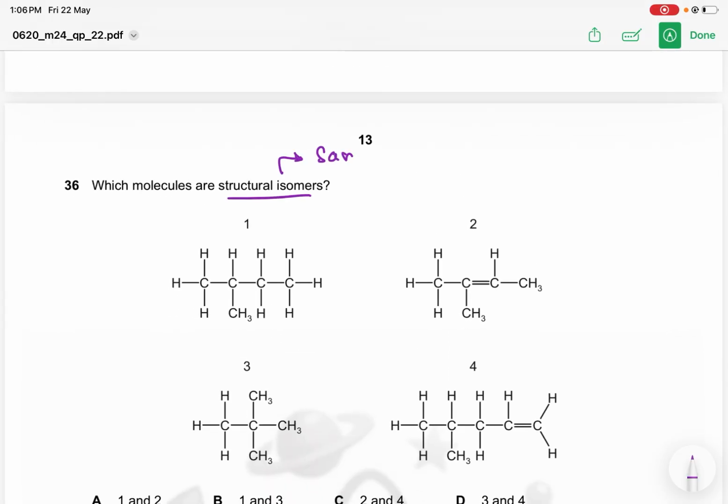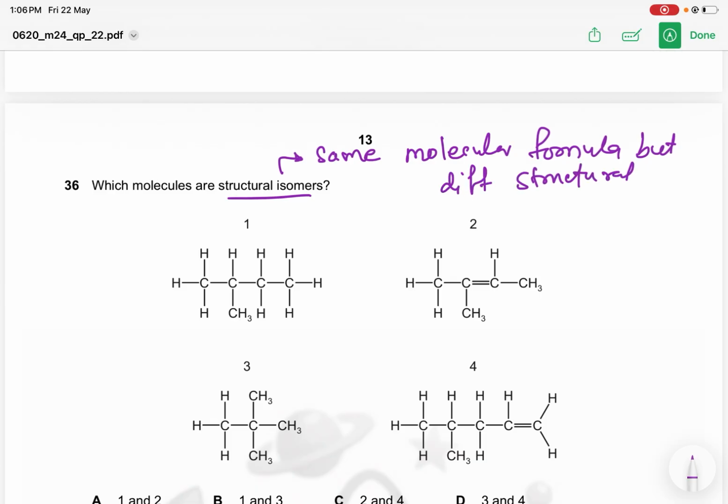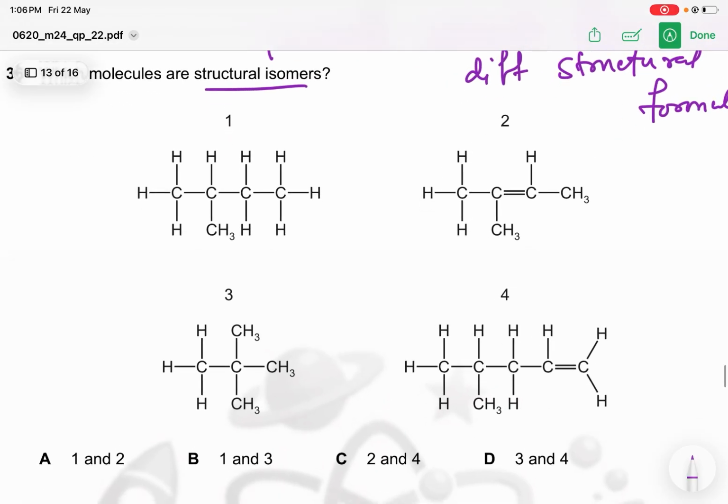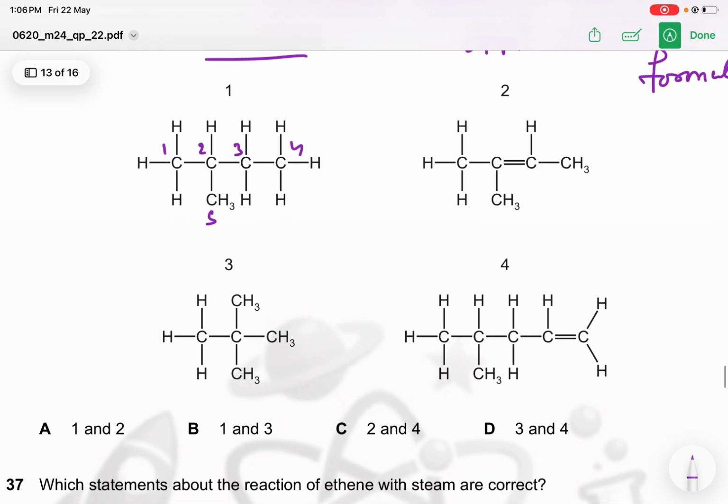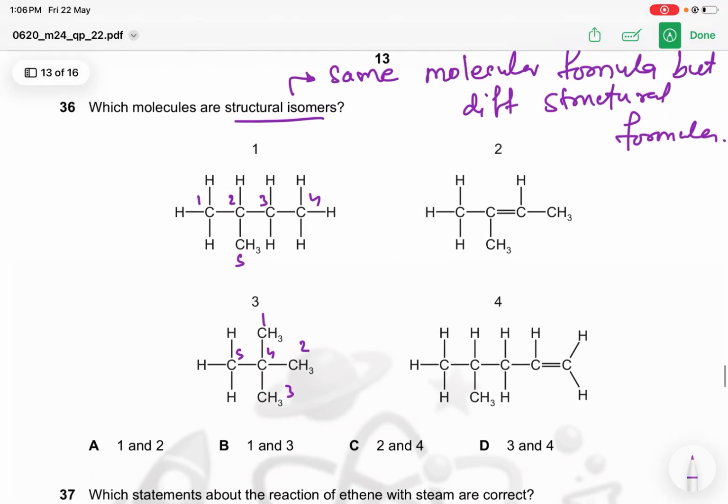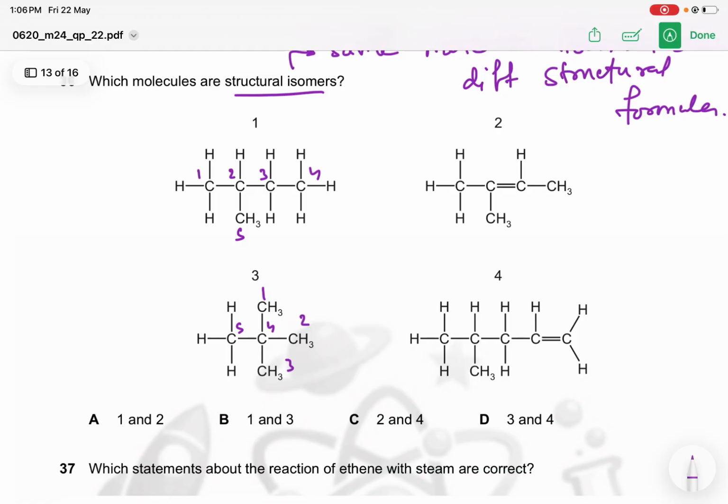They have the same molecular formula but different structural formula. Okay. So for the first one, we have 1, 2, 3, 4, 5 carbon atoms. Okay. And in the third also we have 1, 2, 3, 4 and 5 carbon atoms. So we have 5 carbons in both the cases.